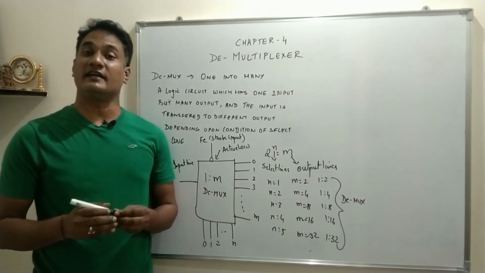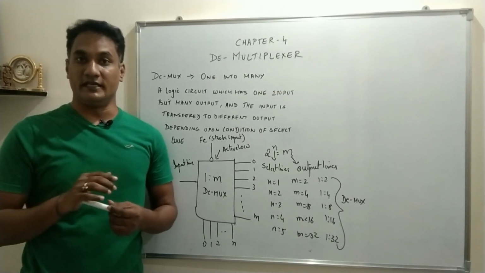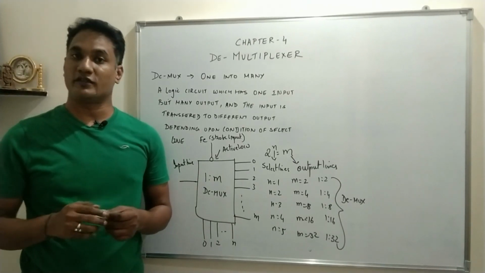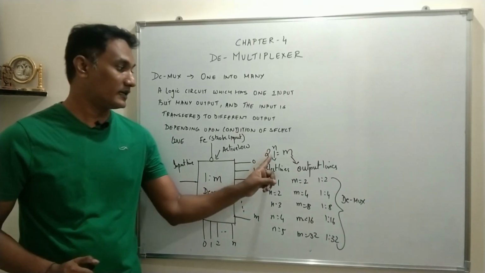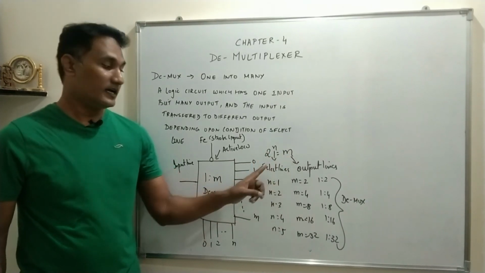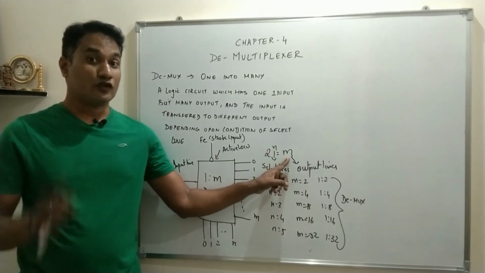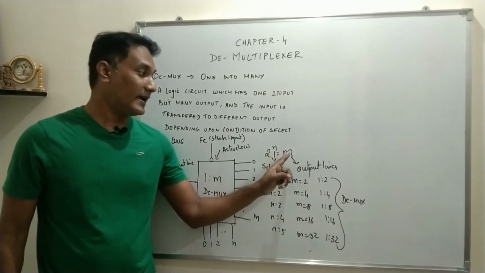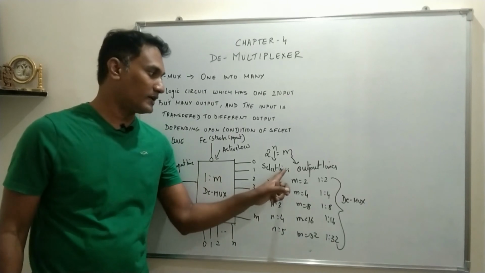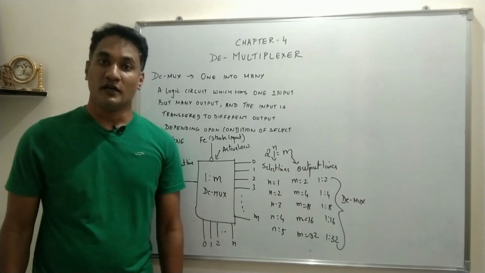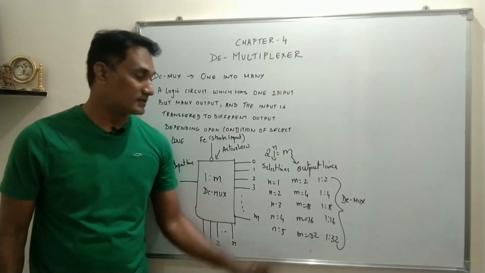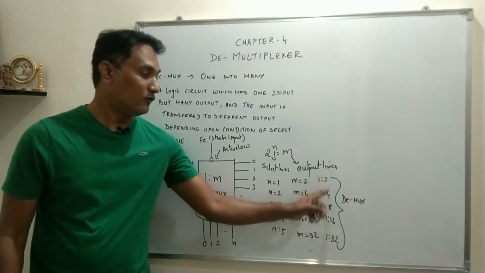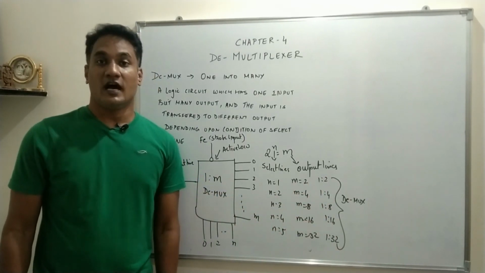So just we will repeat again, demultiplexer is one into many. Data coming from one input line will be transferred to different output lines depending upon the condition applied at select lines. The relationship between the number of select lines and the number of output lines is given by 2^n equal to m. If you remember, in mux the same relation was there, but there n indicated select lines and m indicated input lines. In case of demultiplexer, m indicates the output lines, and therefore the readily available demultiplexers in the market are in the ratio 1:2, 1:4, 1:8, 1:16, and 1:32, where 2, 4, 8, 16, 32 indicate the number of output lines.